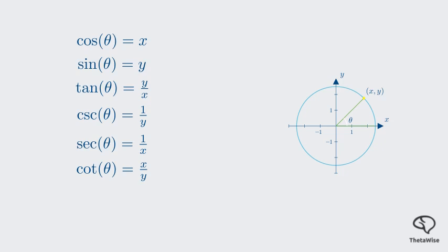Tangent is sine over cosine, cosecant is 1 over sine, secant is 1 over cosine, and cotangent is 1 over tangent. This definition is incredibly powerful because it works for any angle, positive or negative, greater than 360 degrees, not just angles in a right triangle.